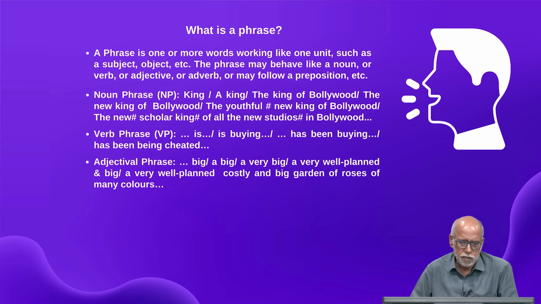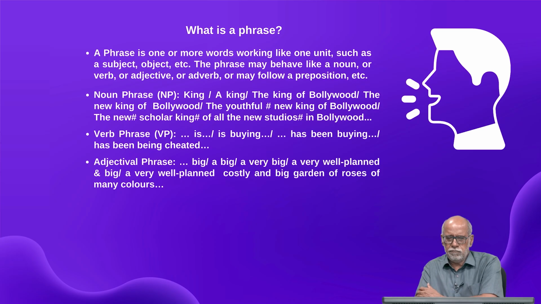Look at some examples. A noun phrase, one word, say for example, king likes gardens. Fine, king is one word, it's also one phrase because it works like a subject. But you can have more than one word. You can say a king likes a garden. You can have a 3 word, 4 word phrase, the king of Bollywood, okay?